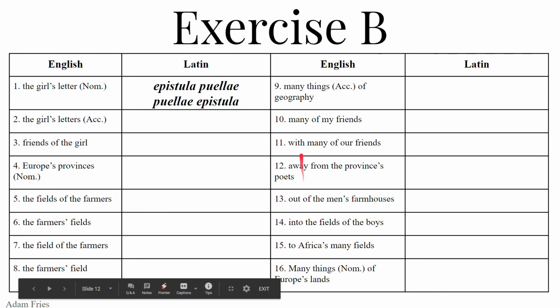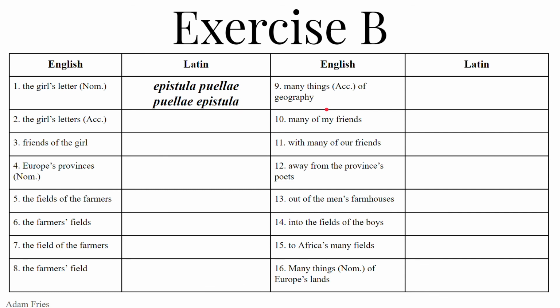Optime, very well done. 9 through 16 could get a little bit tricky. All right, you are ready to move on to exercise C, which is parsing Latin sentences and turning them into English. Valete omnes.